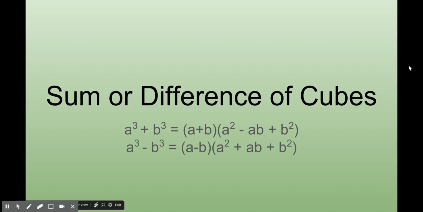This is our last tutorial on different polynomial factoring techniques. Sometimes when you're solving polynomial equations, you are going to come across a sum or difference of cubes. This is the algorithm to factor that.